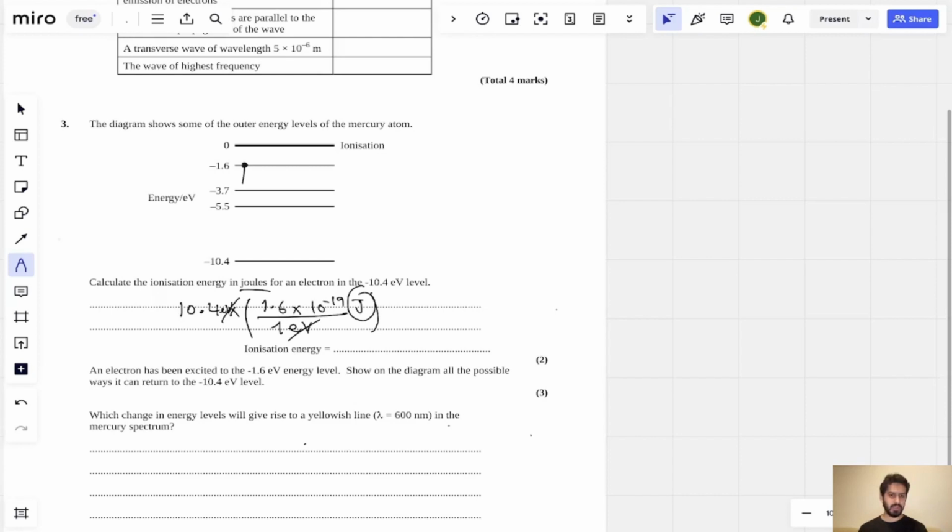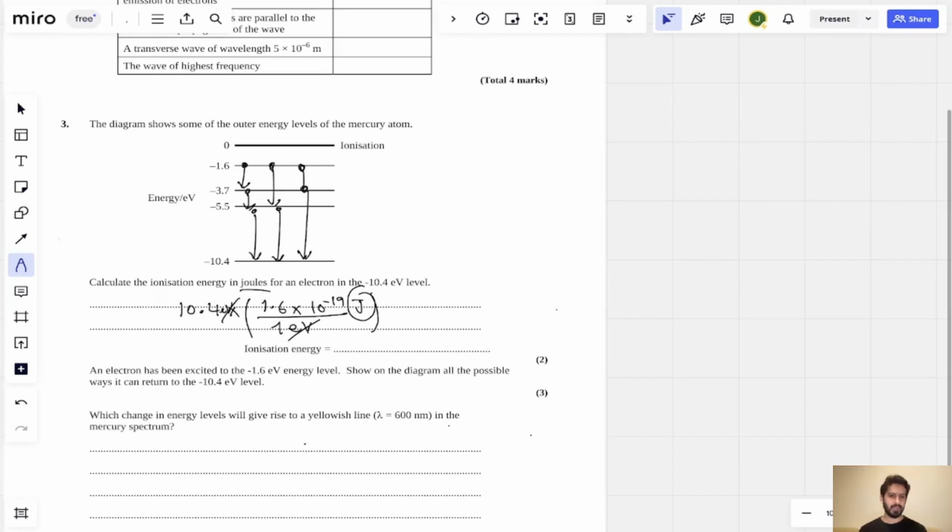So the first will be to go from negative 1.6 to negative 3.7, then from negative 3.7 to negative 5.5, and then finally to the ground state. The second possibility will be to go directly to negative 5.5, and then from here it can go to the ground state. The third possibility will be to go from here to here, and then from here it can go directly to the ground state.